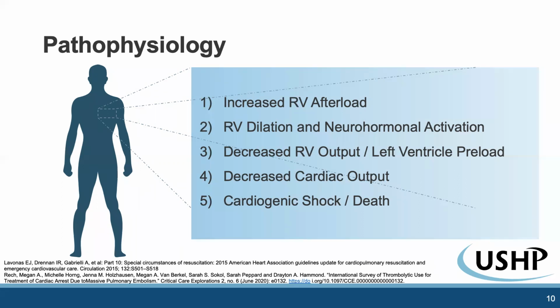This process can be summarized in the 5 steps I have listed on this slide here. So first, we'd see an increase in RV afterload, second, RV dilation and neurohormonal activation, as well as third, decreased RV output and left ventricular preload. Fourth, we see a decrease in our cardiac output. And then lastly, this leads to cardiogenic shock, which will lead to cardiac arrest, and then eventually could lead to death.